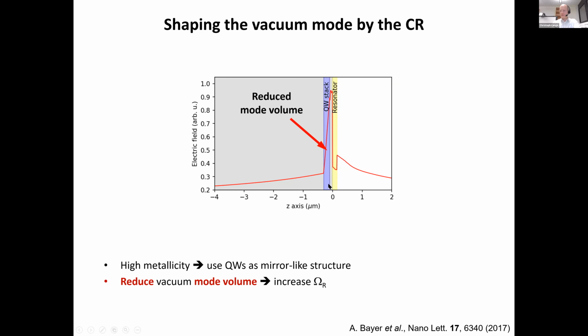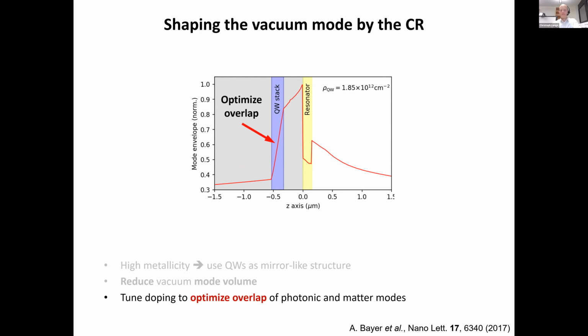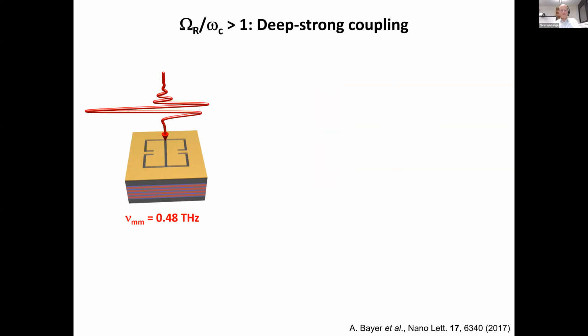And this highlighted a path to ultimate optimization of these structures, delicately balancing the placement as well as the doping, and helped us to create the most strongly coupled structures to date in the terahertz range, which go into the so-called deep strong coupling regime, as I mentioned before, where the Rabi frequency exceeds even the carrier frequency of light.